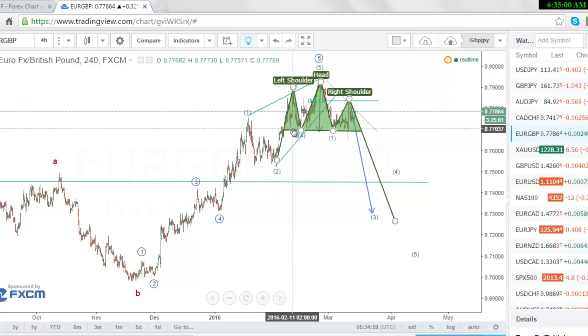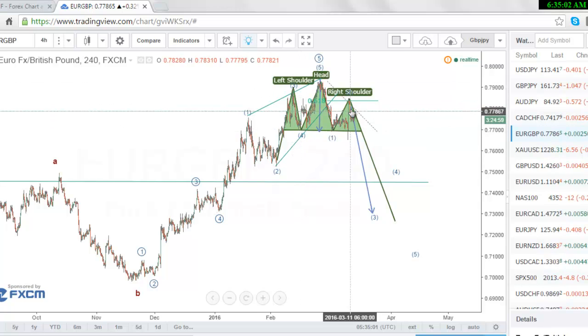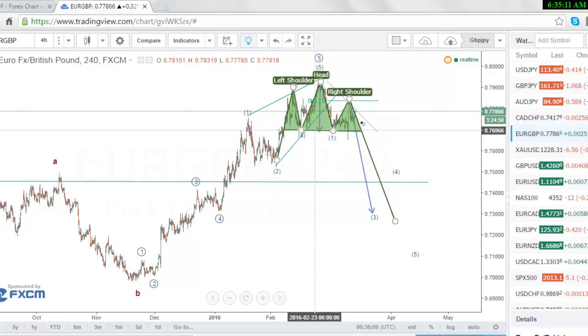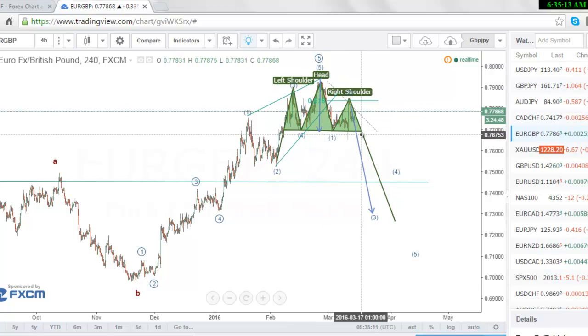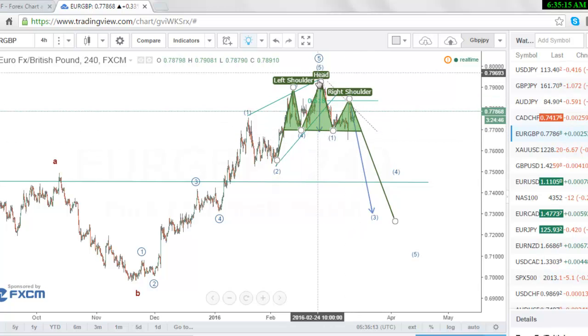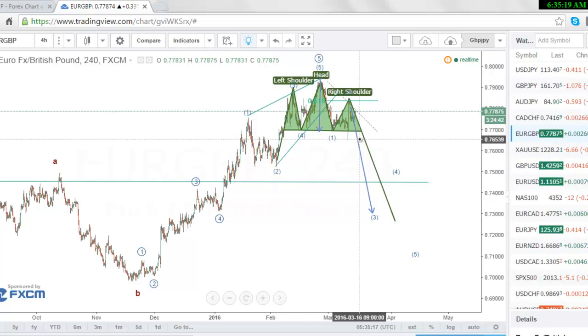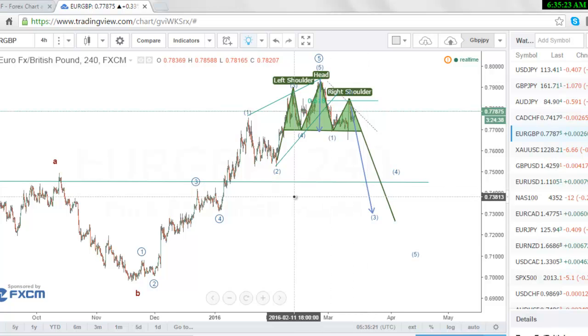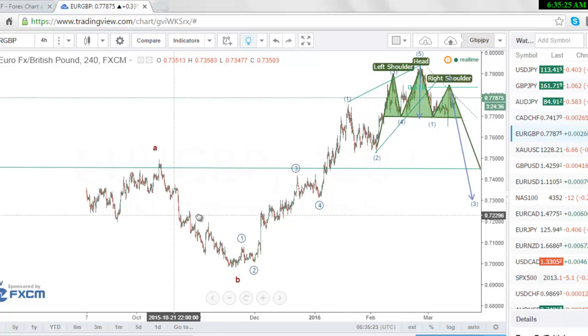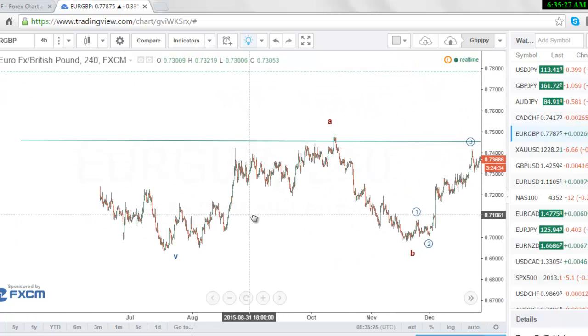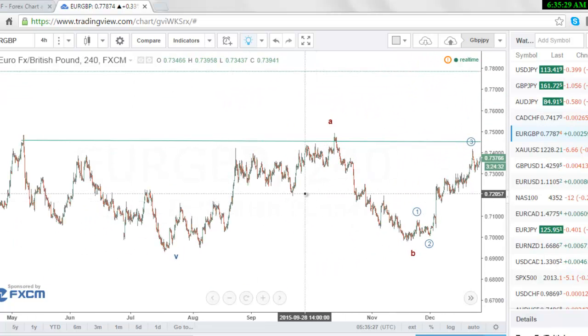Okay, this is the second leg, this is the first shoulder, the right shoulder, the head, and now it's a very beautiful head and shoulder. Normally with a head and shoulder, this is the neckline, and price is expected to break below here and then move as far as the projection from here, down here. Now from the Elliott wave perspective, the move from here is an ABC move.